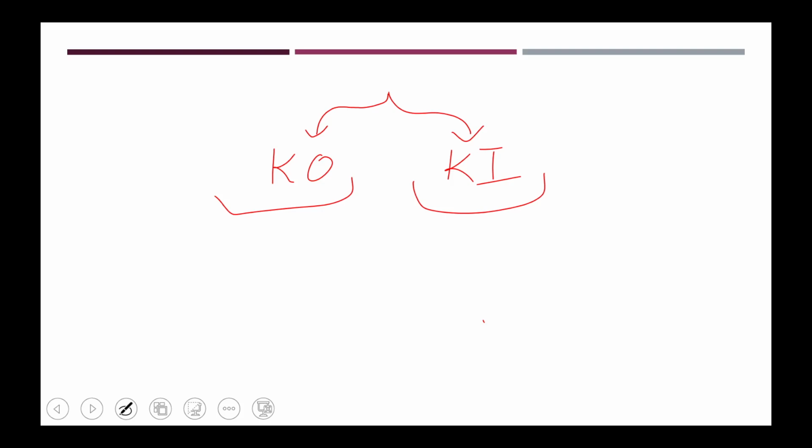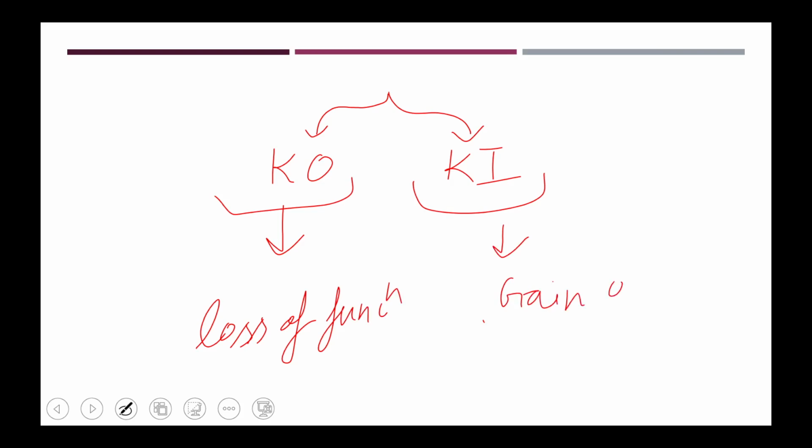Generally knockout refers to loss of function, and knock in you can say is like gain of function. Suppose you made a mutant of a particular gene, and you want to incorporate that mutation into the genome of the organism and see what happens when that point mutation is there. That you do using the knock-in strategy. So today we'll discuss the knockout and knock-in strategy.